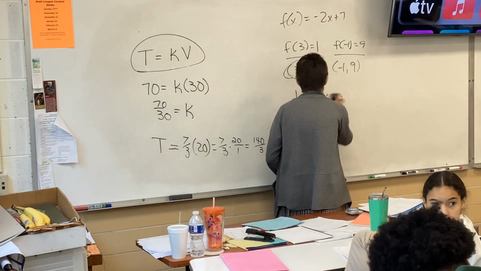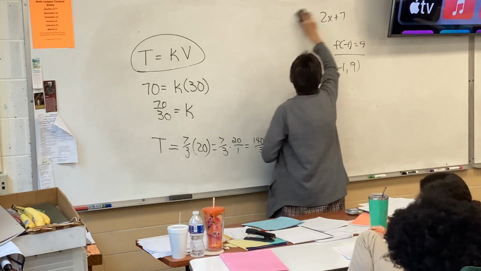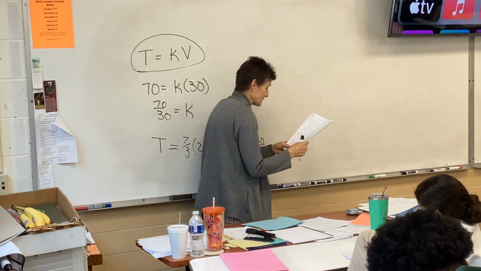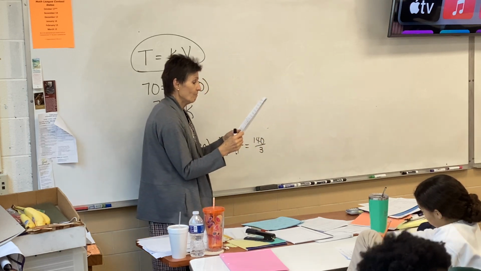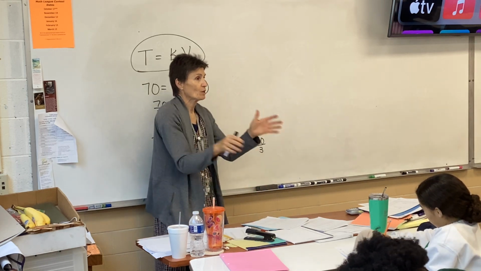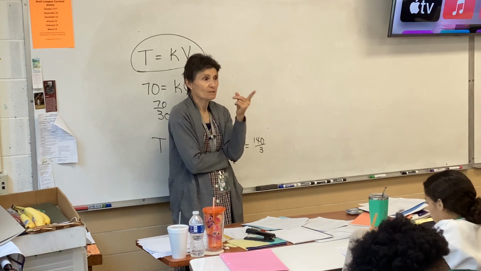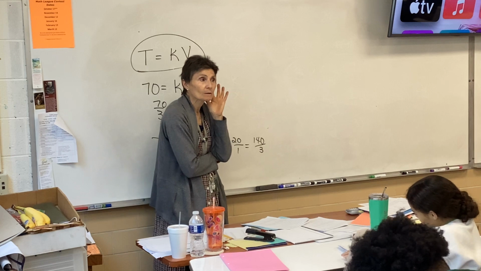Cancel a 10 out of it. Okay. All right, let's try B. Same thing. B. Volume varies inversely as pressure. Somebody tell me what that looks like. Volume varies inversely as pressure. Megan? V is equal to K over P.